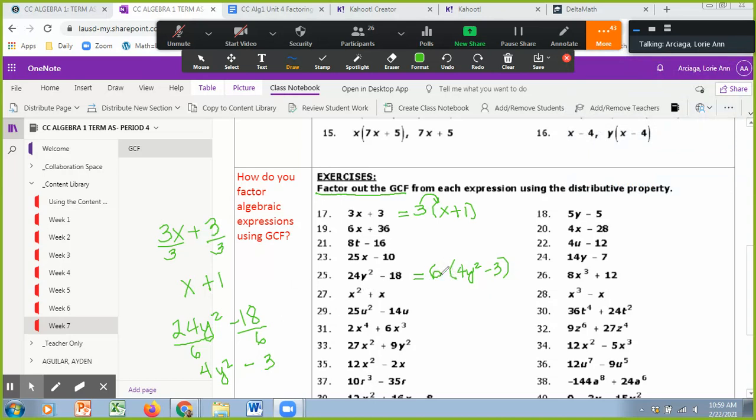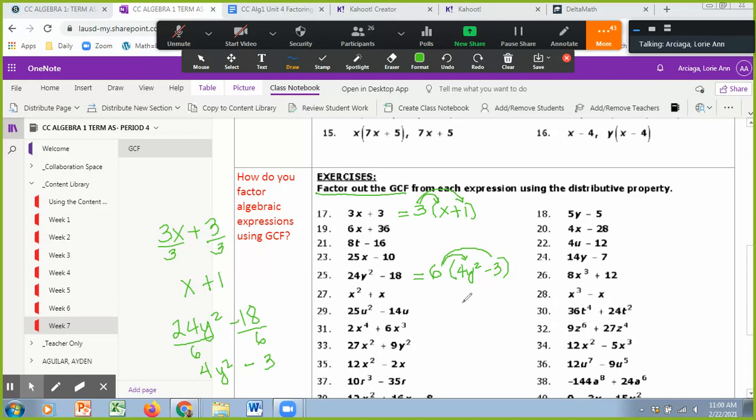How do you know that that's correct? If you want to check your answer, you just multiply backwards. Like 6 times 4y squared will be 24y squared, and then 6 times negative 3 is negative 18. The same is true here, right? You distribute to double check your answer. All right.